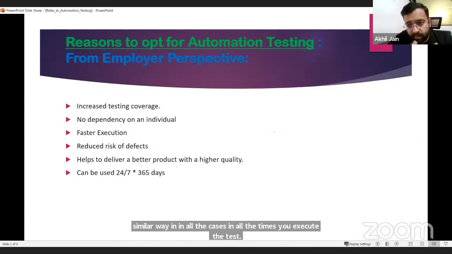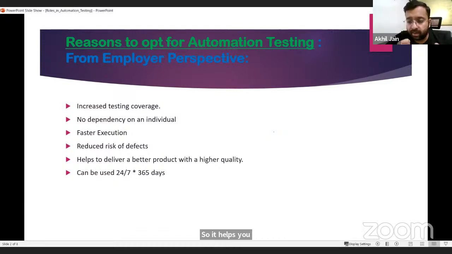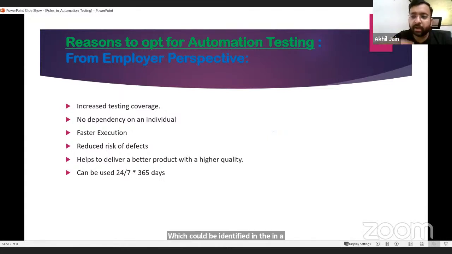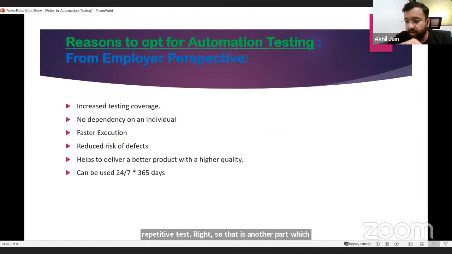So it helps you to reduce that dependency again, and also helps you to reduce the overlooking of the defects, which could be identified in a case of a repetitive test, right? So that is another part which helps the project, where you are not overlooking the defects, and your execution is not based on someone's understanding, right?